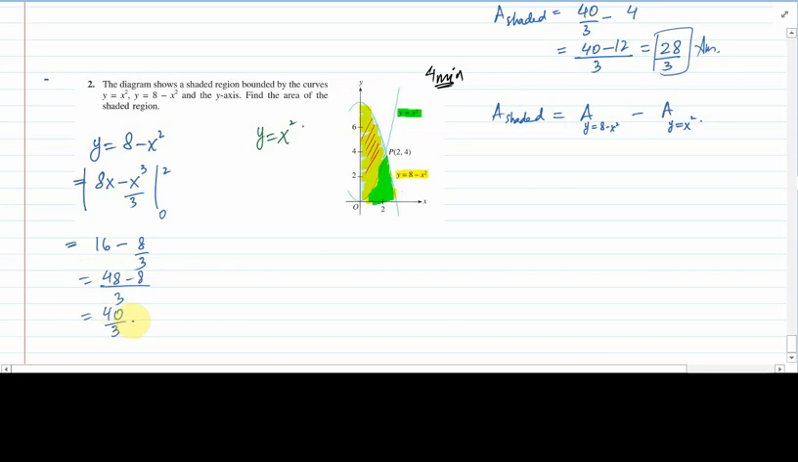Now for y equals x squared, if I integrate, it will be x cubed divided by 3. Limits we have are from 0 to 2. So the upper limit gives 8 divided by 3, and the lower limit is 0. Now the area of the shaded region is the area of y equals 8 minus x squared, which is 40 divided by 3, minus 8 divided by 3. 40 minus 8 is 32 divided by 3. And this is your final answer.